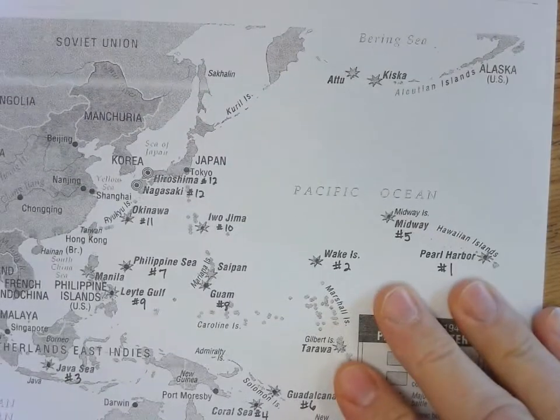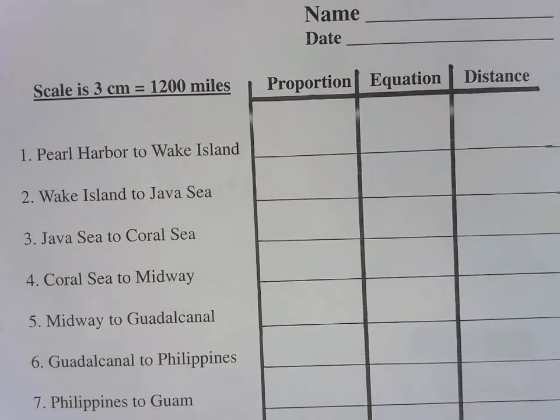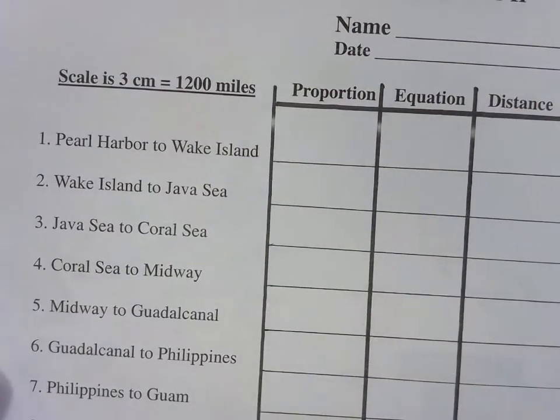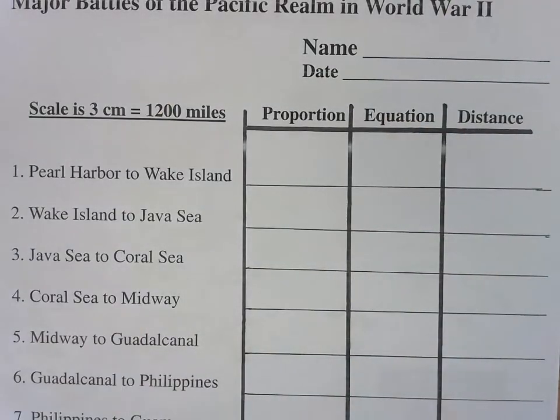So we can see we've got these different places that are numbered here on the map, and those correspond with the paper right there, which is the thing you're going to need to fill out and take a picture of, and send me a picture of your work.